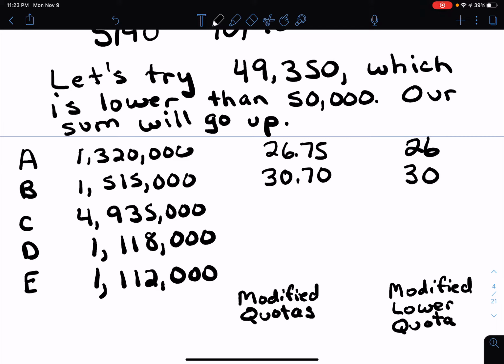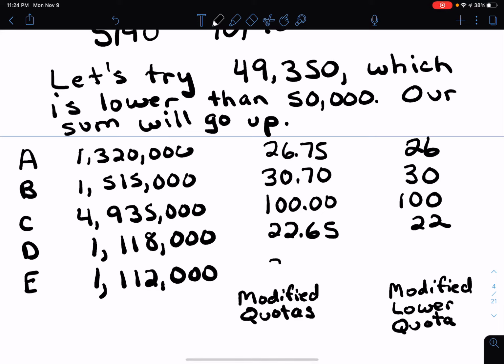We'll take 4,935,000 divided by 49,350. And we get a nice even 100. Very nice. So that ends up just being 100. Okay. 1,118,000 divided by 49,350. We get 22.65. That ends up being 22. And then 1,112,000 divided by 49,350. We get 22.53. That ends up being 22.